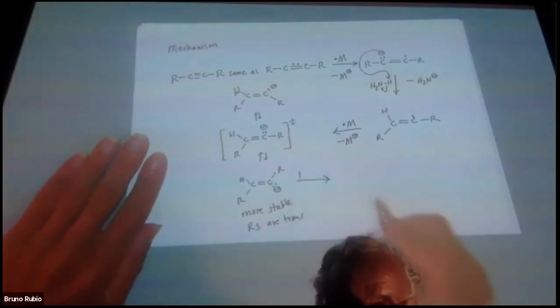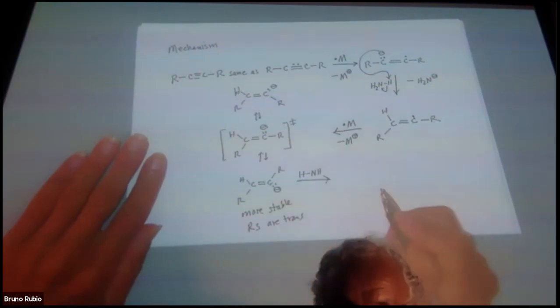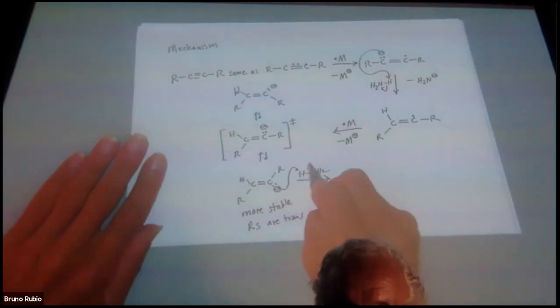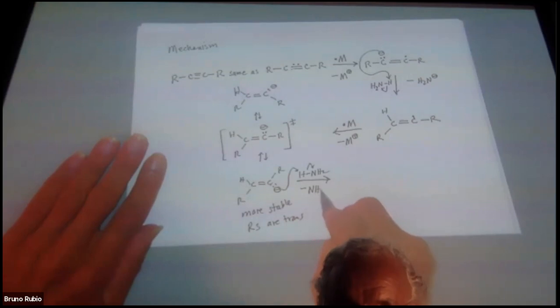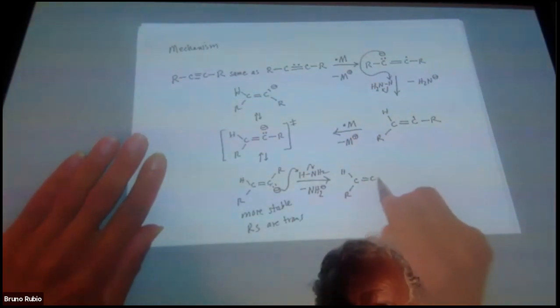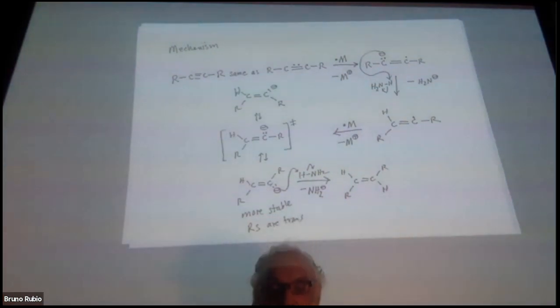Last step of this reaction mechanism is the second mole of ammonia gets involved here. It undergoes this deprotonation. It functions as an acid. And there's our trans alkene.